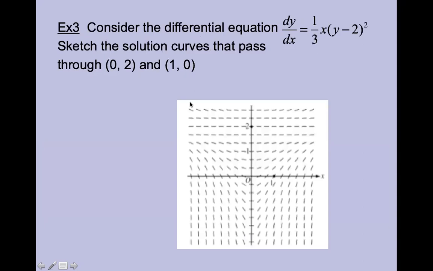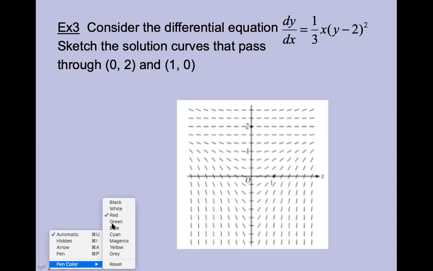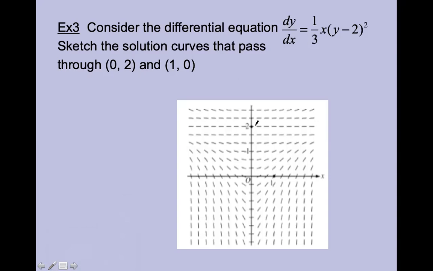All right, this time I'm going to move my picture here. I can't see the problem. This time it says, consider the differential equation dy/dx equals 1/3 x times (y minus 2) squared. Sketch solution curves that pass through (0, 2) and (1, 0). So we're going to do exactly what it's asking us to do. Our first point is (0, 2). You see it's marked on the graph. When you're drawing these solution curves, you go through the given point and you just follow the slope. In this case, my slope through (0, 2) would just be a slope of 0.